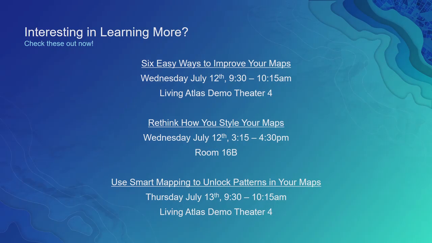At 3:15, rethink how to style your maps in room 16B, and then use smart mapping to unlock patterns in your map. It'll be similar to what we showed today, but you'll see a lot more examples where you're hands-on the data. And really the focus in that one is going to be talking about the data itself, those values, what's important within those data values, and how to really make your data shine. So I would highly recommend those two.